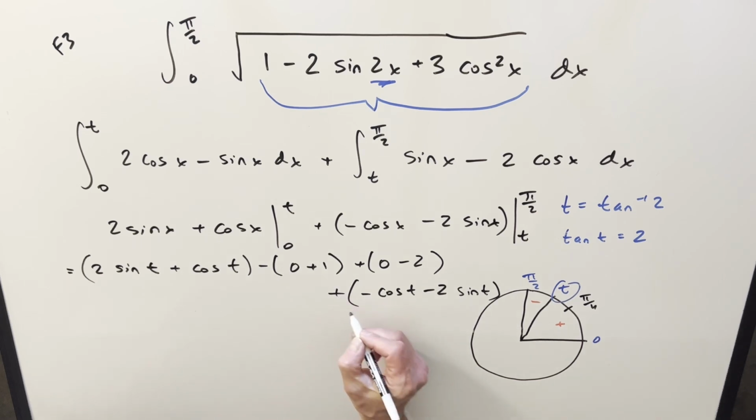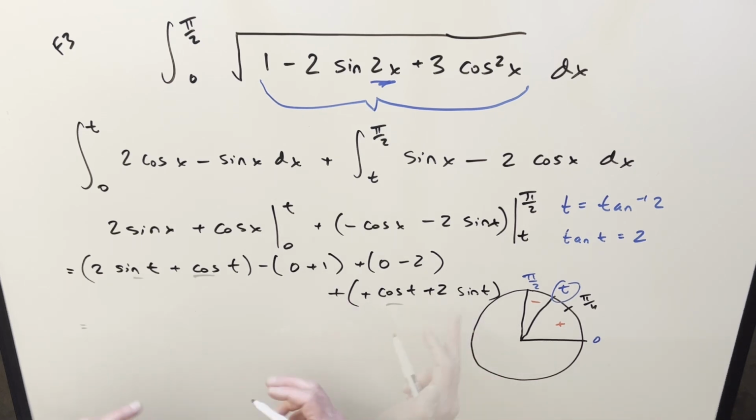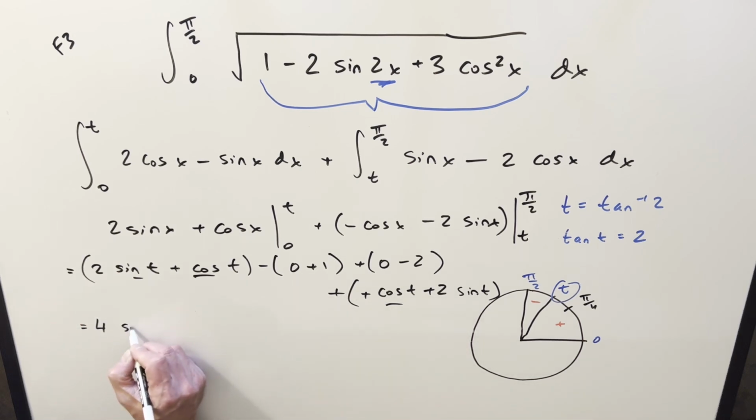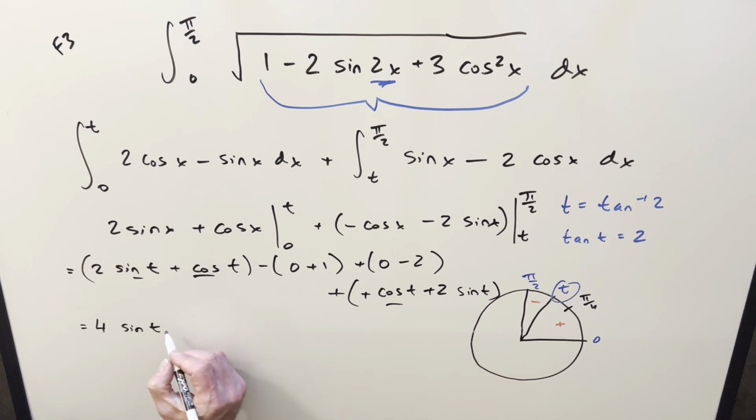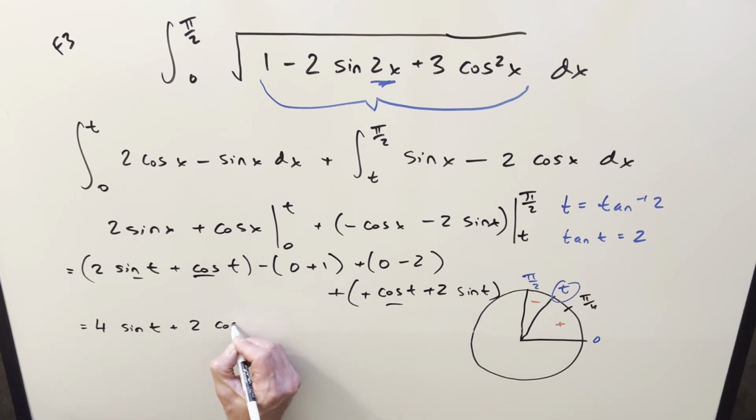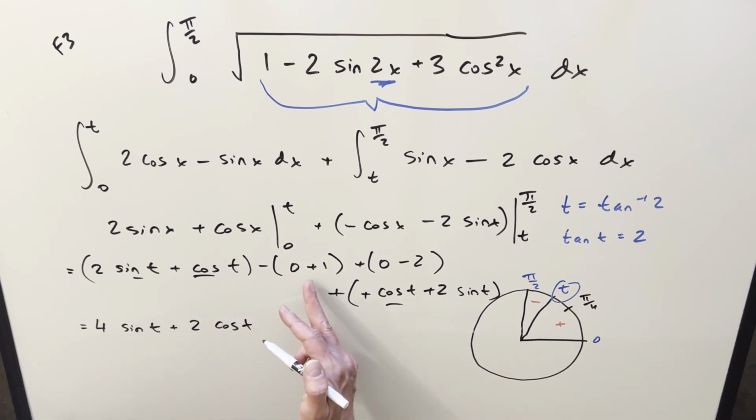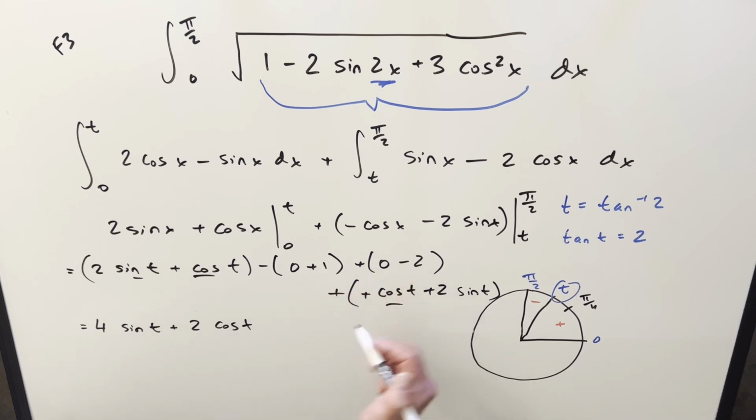But here we can do minus times minus is plus on both these. Combining like terms, we got sine and cosine here. So let's see, 2 sine t plus 2 sine t, that's going to give me 4 sine t. Cosine plus cosine gives me 2 cosine t. What's left here? Just minus 1 minus 2 gives me minus 3.